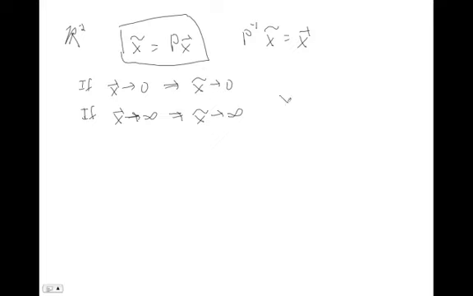What else do I know about this? I know if I take the derivative of both of these sides, I get that x tilde dot is equal to P x dot.